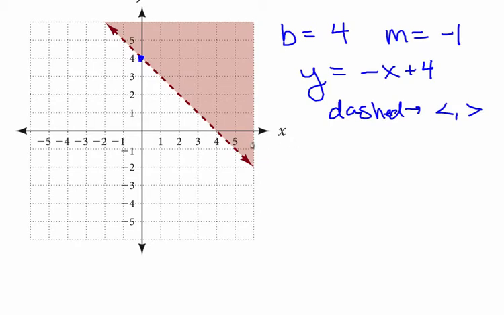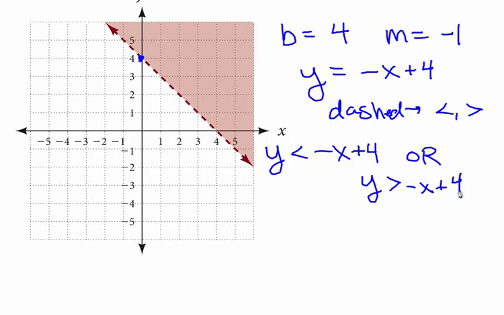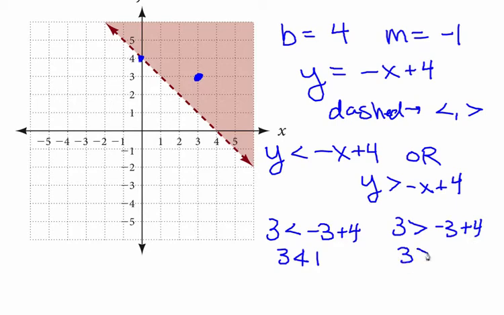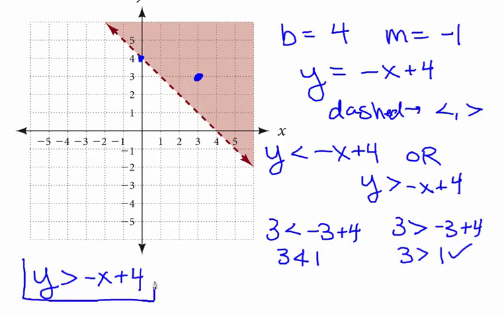So we need to check a point that is a solution to see if y is less than negative x plus 4 or y is greater than negative x plus 4 is the inequality described by this graph. So let's pick the point 3, 3 as a solution. Is 3 less than negative 3 plus 4? Well, 3 is not less than 1. Is 3 greater than negative 3 plus 4? While 3 is in fact greater than 1. So yes, y is greater than negative x plus 4 is our inequality.